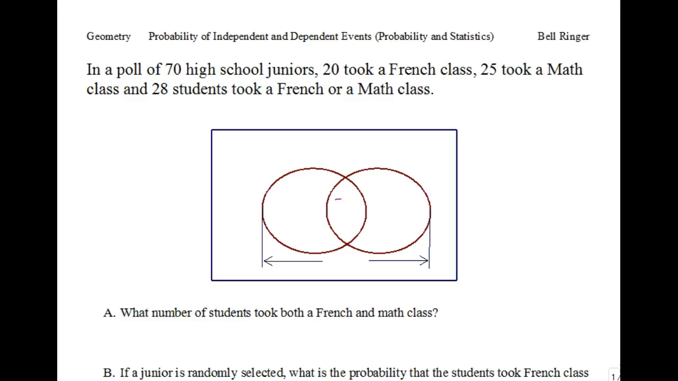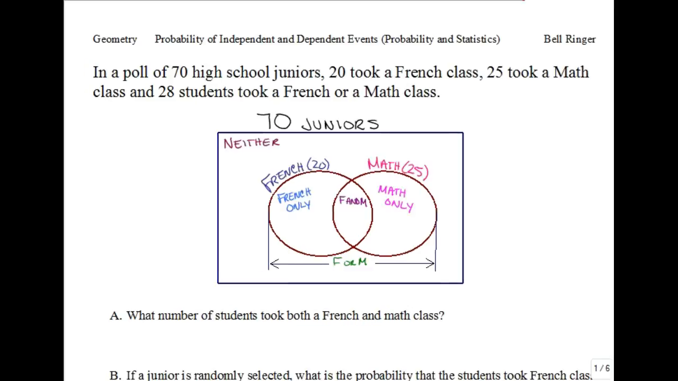Hi, let's start with the bell ringer. What I would like for you to do is fill out the Venn diagram as much as possible. So what we've done first is filled in all of the information that required very little thinking.